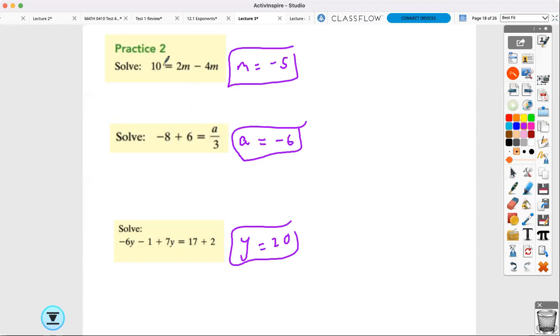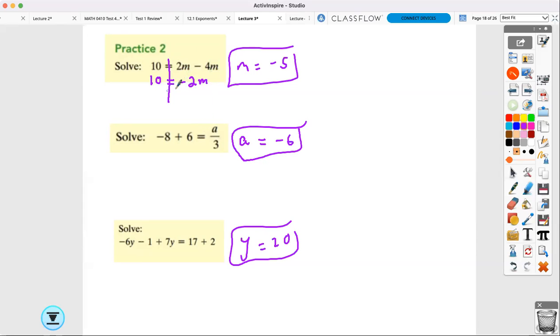All right, so I'm going to go ahead and work out the first one per request. Put the line down the equal sign. Bring down the 10 because there's nothing to simplify there. But we can combine the right side. What's 2m take away 4m? If you have 2 and you spend 4, you're going to owe the bank $2. So I have -2m.